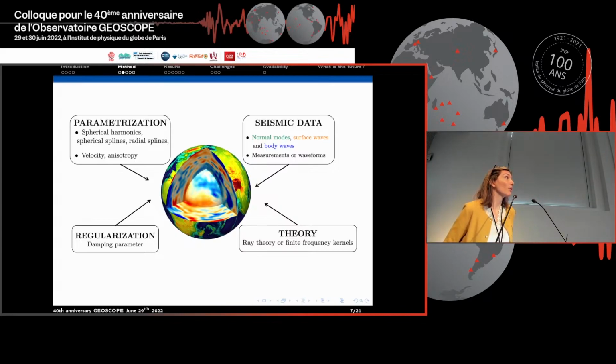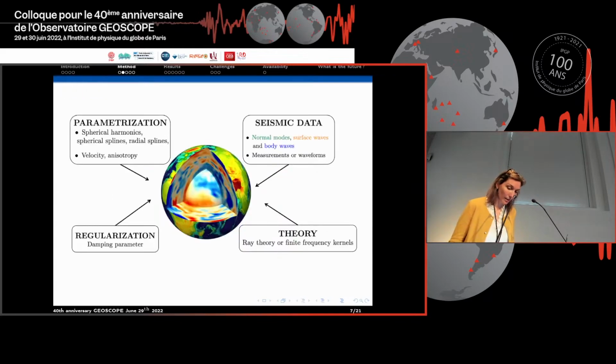And you choose the parameter you want to invert for, so velocity is very popular, but with seismic waves we are also sensitive to anisotropy and attenuation, so there are different versions of tomography. And the regularization, the damping parameter, I will detail a bit later, because it's also a big button that we can tune when we do tomography.